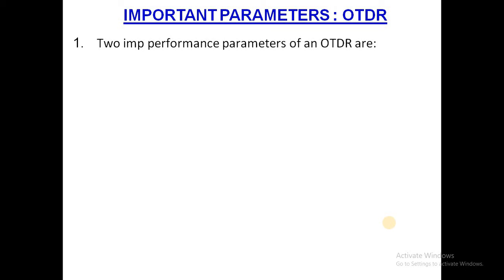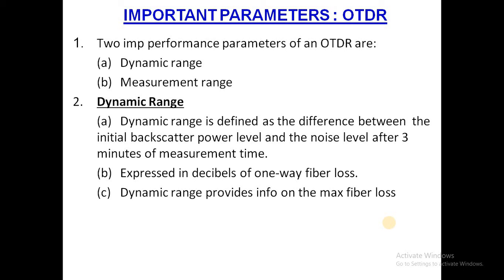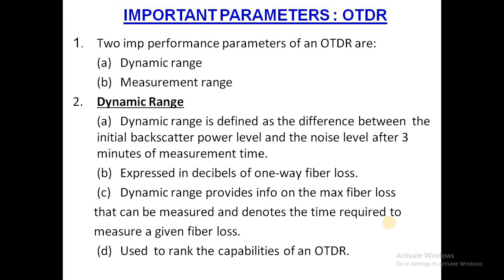Two important performance parameters of the OTDR are dynamic range and measurement range. What is the dynamic range? Dynamic range is defined as the difference between the initial backscattered power level and the noise level after 3 minutes of measurement time, expressed in decibels one-way fiber loss. Dynamic range provides information on the maximum fiber loss that can be measured and denotes the time required to measure a given fiber loss. It is used to rank the capabilities of the OTDR.